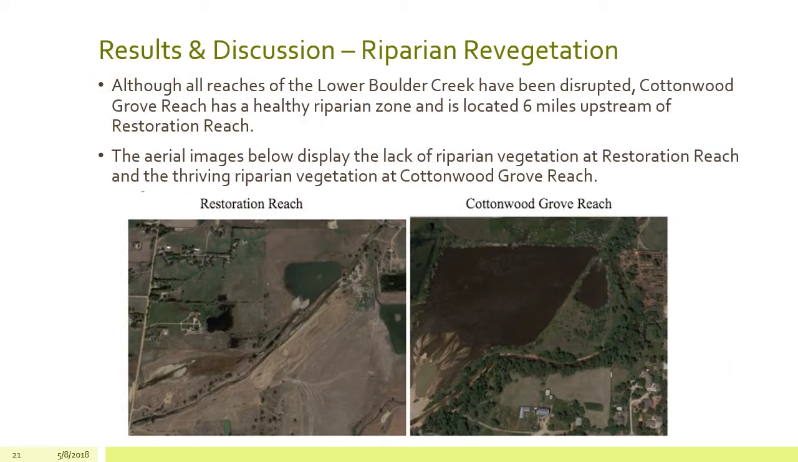Although all reaches of the lower Boulder Creek have been disrupted, Cottonwood Grove Reach has a healthy riparian zone and is located 6 miles upstream of Restoration Reach. The aerial images below display the lack of riparian vegetation at Restoration Reach on the left and the thriving riparian vegetation at Cottonwood Grove Reach on the right.